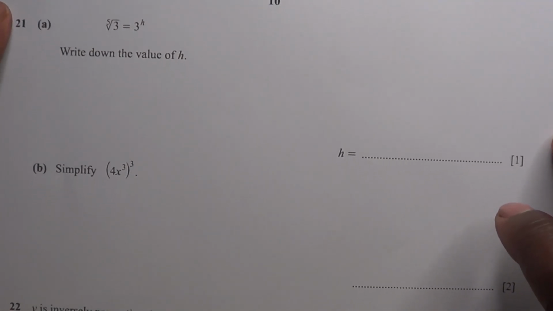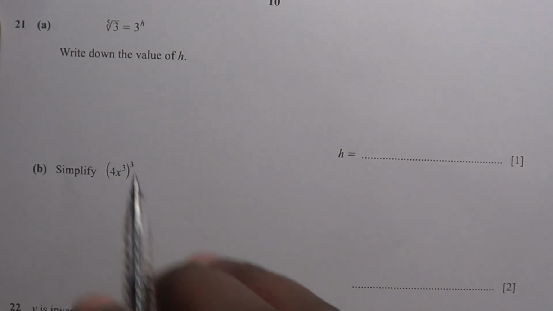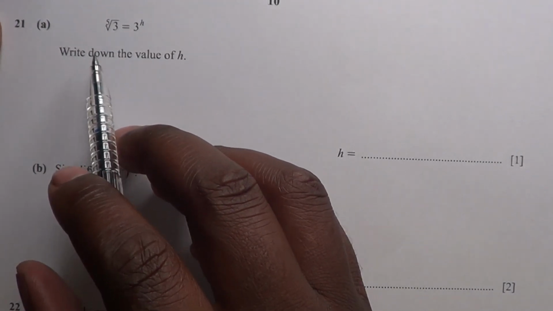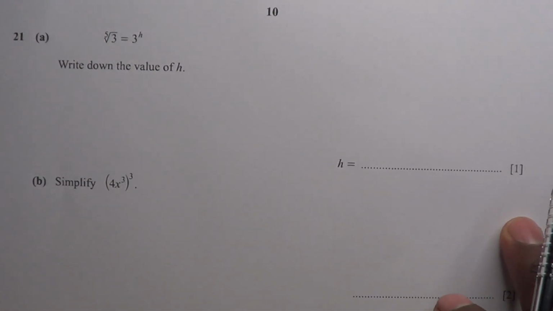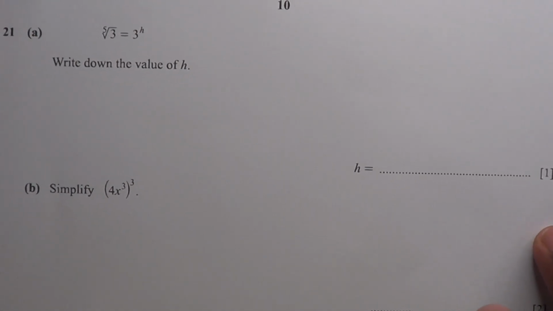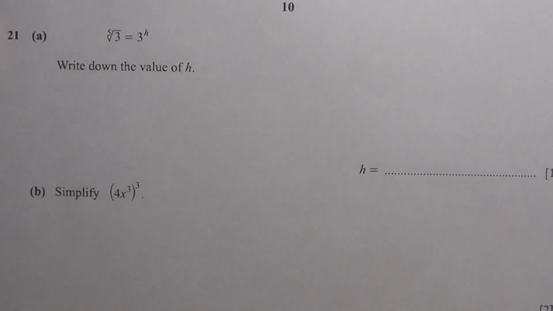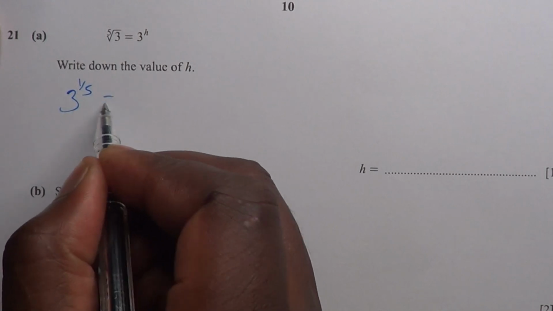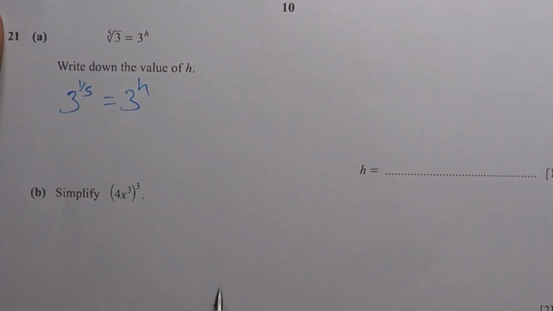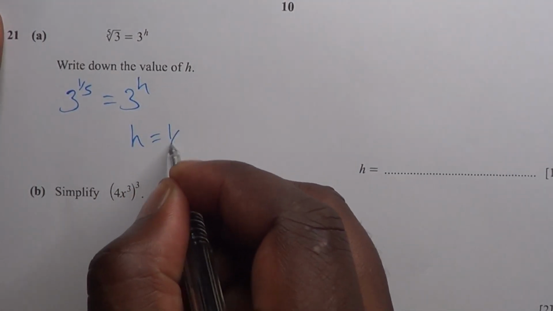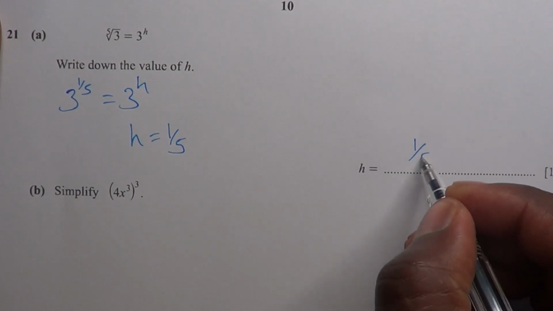Question number 21. At this point we are being told that 5 power 3 equals 3 power h. The fifth root of this one here is the same as 3 power 1 over 5, equals 3 power h. So the best thing we can do here is drop the bases. Now we remain with h equals 1 over 5. Now the answer here is 1 over 5.